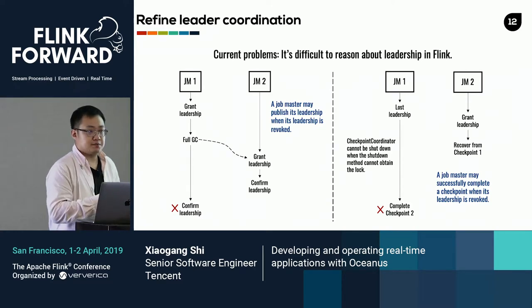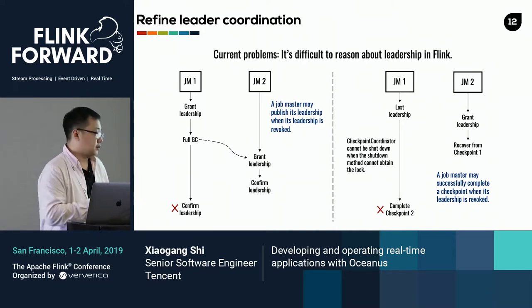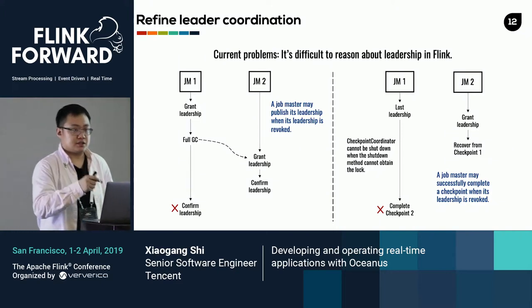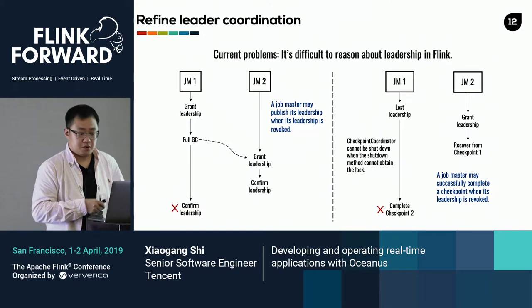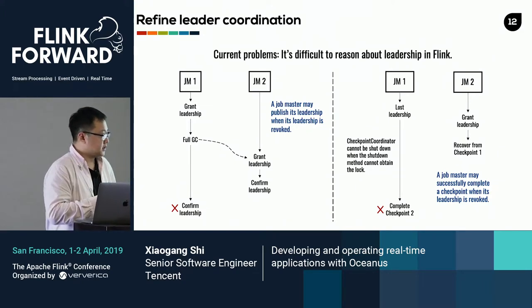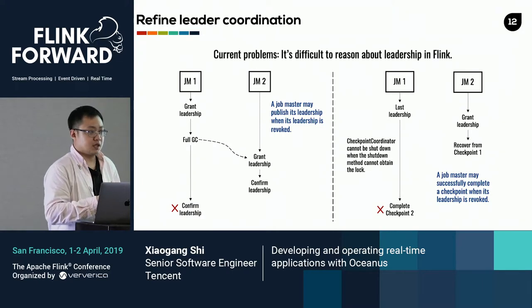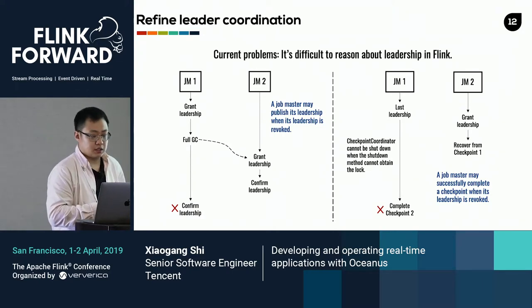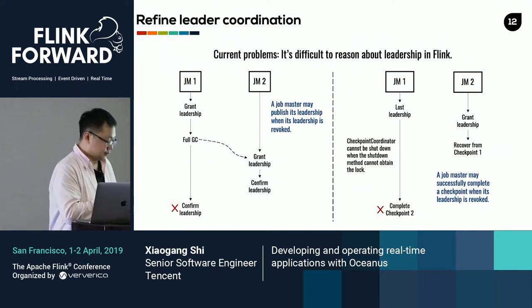Actually, we have played some tricks to make sure the chaos of the leadership does not affect the correctness of Flink jobs. For example, we added some ephemeral latches to the checkpoints so that they cannot be deleted by the old job masters. But we want to do some other optimizations. For example, if we want to clean up the legacy checkpoint files, it's impossible in the current implementation because there exist concurrent modifications to the checkpoints. So it's very difficult.